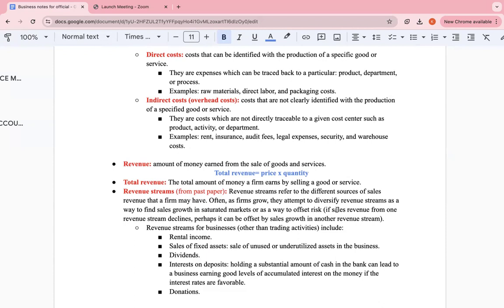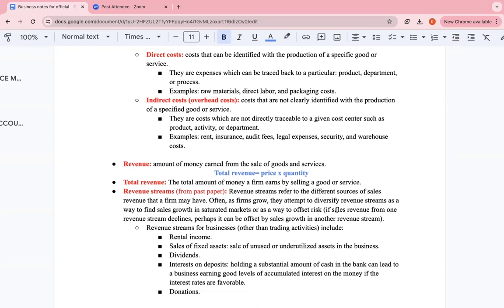Indirect costs are overhead costs. They have the same meaning as the definition. So they are costs that are not clearly identified with the production of a specified good or service. So this is basically electricity, maybe insurance. So there are costs which are not directly traceable to a given cost center, such as product, activity, or department. So again, direct and indirect have kind of opposite meanings.